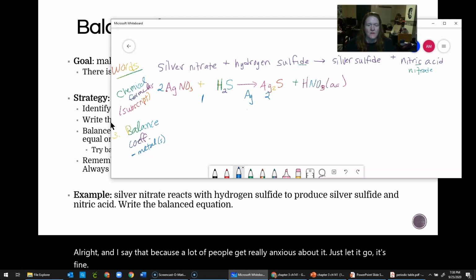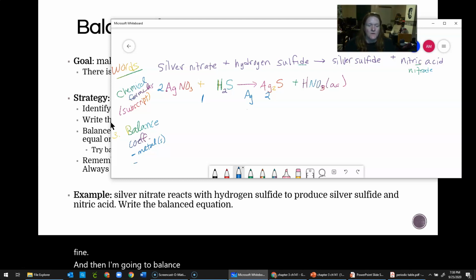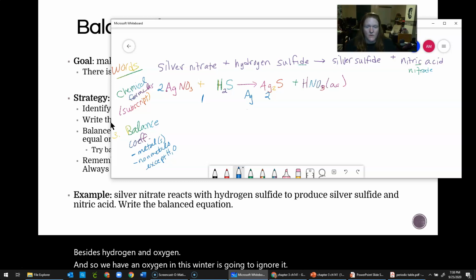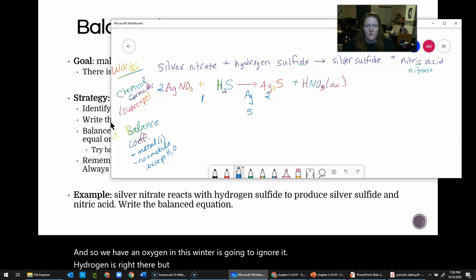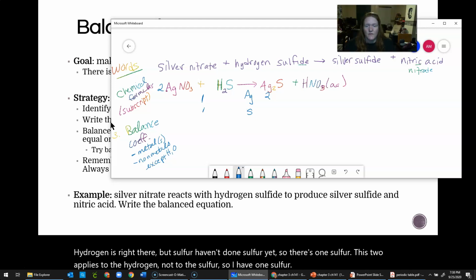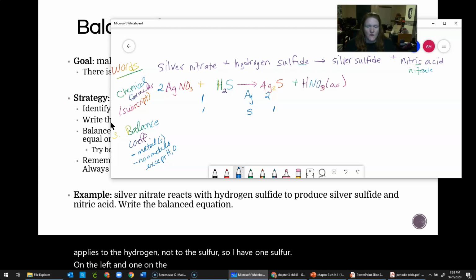And then I'm going to balance any nonmetals besides hydrogen and oxygen. And so we have an oxygen in this one, so I'm just going to ignore it. Hydrogen is right there, but sulfur, I haven't done sulfur yet. So there's 1 sulfur. This 2 applies to the hydrogen, not to the sulfur. So I have 1 sulfur on the left and 1 on the right. So that checks out. Good there.